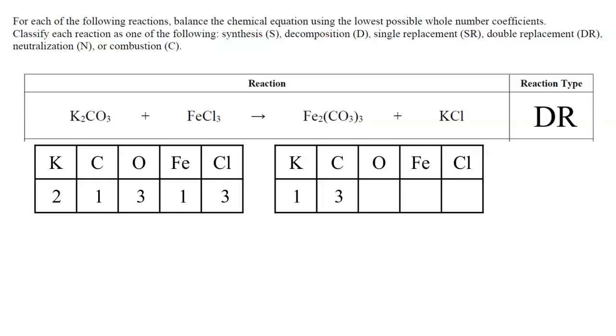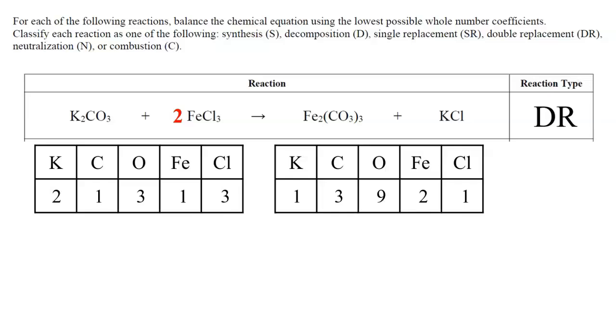And there's 3 oxygens inside the parentheses, but then that's being multiplied by 3 on the outside of the parentheses. So 3 times 3 is 9 oxygens. There's 2 irons and 1 chlorine. So there's 1 iron on the left, there's 2 irons on the right. So I'm going to start the process of trying to balance the iron atoms. I'm going to put a coefficient of 2 in front of the FeCl₃ on the left.